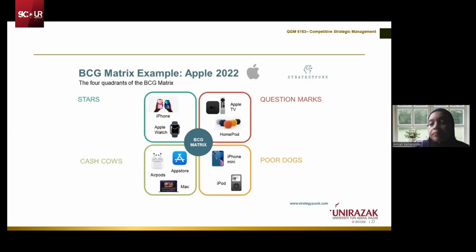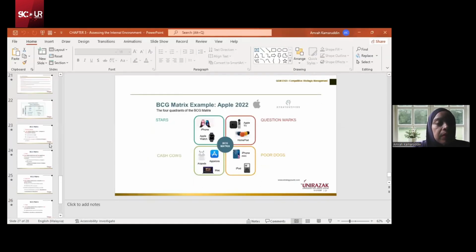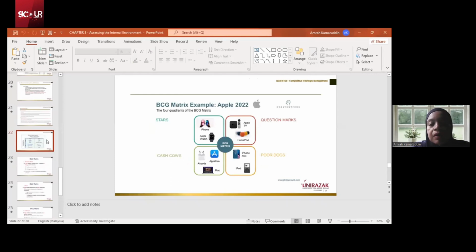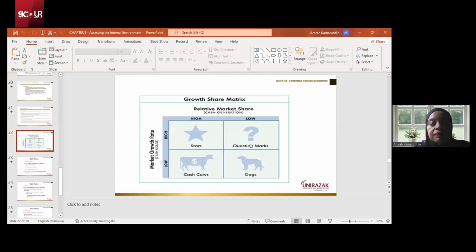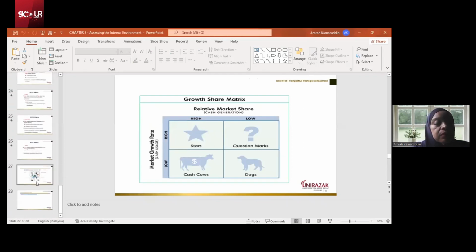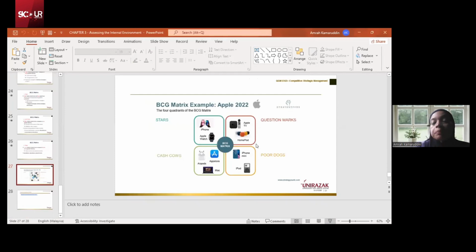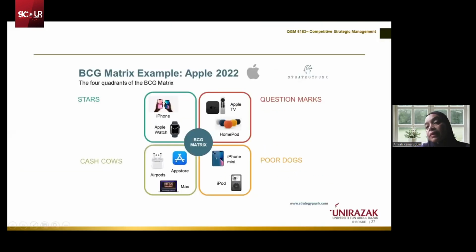Okay, for question mark, we look at high investment and also, okay, this one is actually question mark. Yeah. So a question mark is actually high in investment but low in market share. High in investment and low in market share. So for example, like Apple TV. It also has a lot of competitors like Netflix, like what else? Amazon, like what else? There are many channels, Disney, yeah.